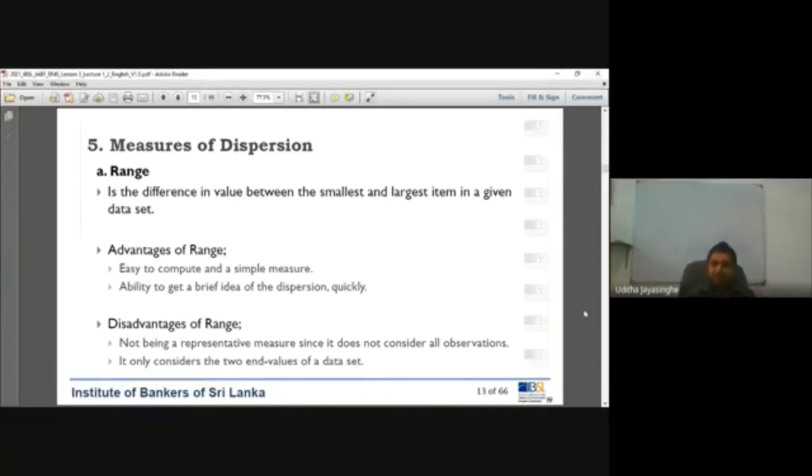That of course gives you some advantages and disadvantages of the range. It's easy to compute, a simple measure. Ability to get a brief idea on dispersion quickly. You don't have to do a detailed Excel-based or calculator-oriented computation. Quickly look at the smallest number, look at the largest number, and get an understanding. Okay, this is the range of items that is in my basket.